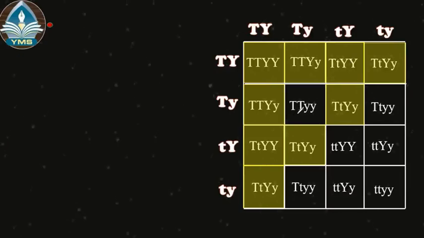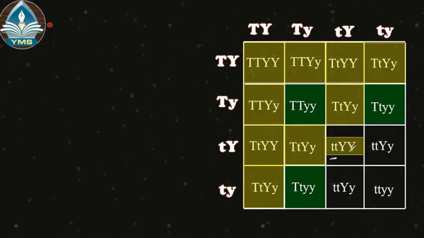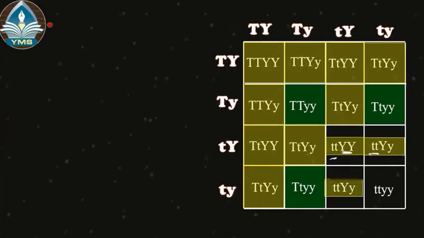Now this one, what is it? If you look at it, it is tall, but it is not yellow. It is green. This one is tall and green, and this one, tall and green. Let's see the other ones here. This one is short, but it has the dominant allele, so it is yellow. Short and yellow. Short and yellow. And the last one in here is short and green.